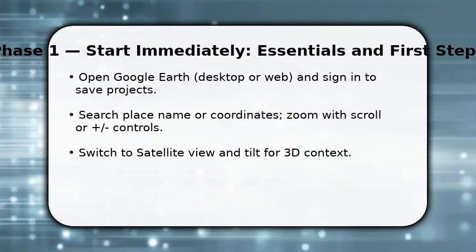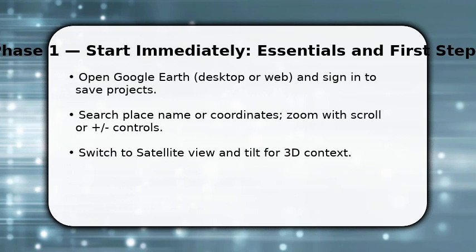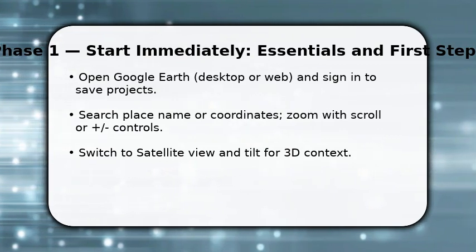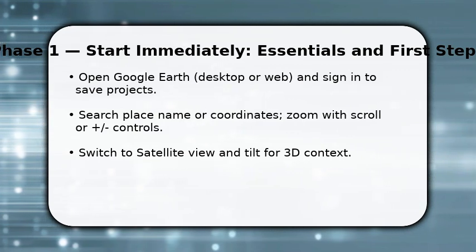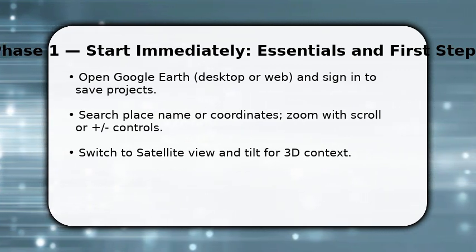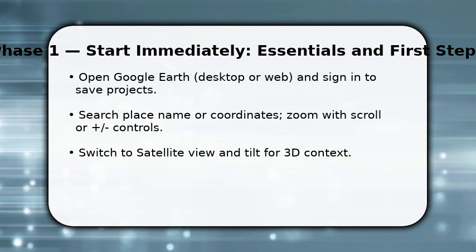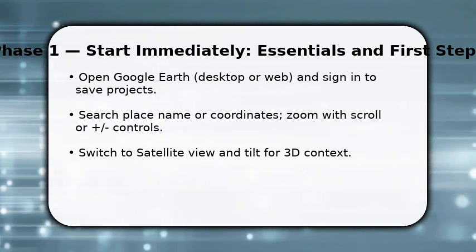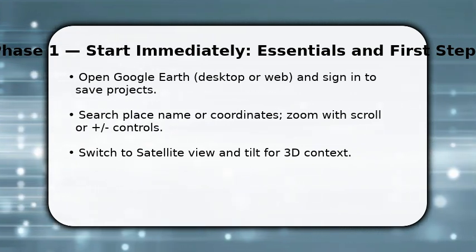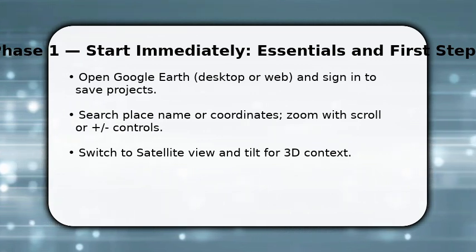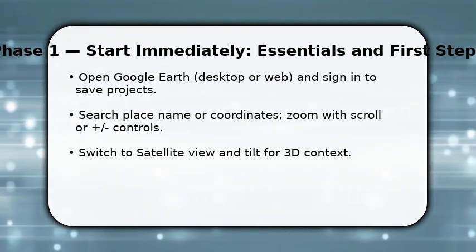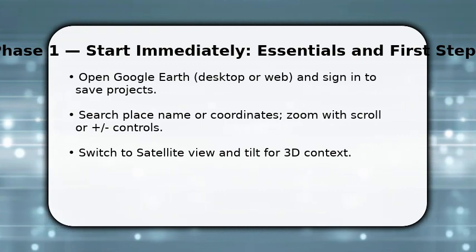You're going to jump in now. Open Google Earth on desktop or web and sign in so your project is saved. Use the search box, type a place name or paste coordinates, then zoom in with the scroll wheel or plus and minus controls. Once there, switch to satellite view and tilt slightly to get 3D context. This helps you see buildings, roads, and terrain. Make sure to position the view where you want to start mapping before adding any markers or lines.